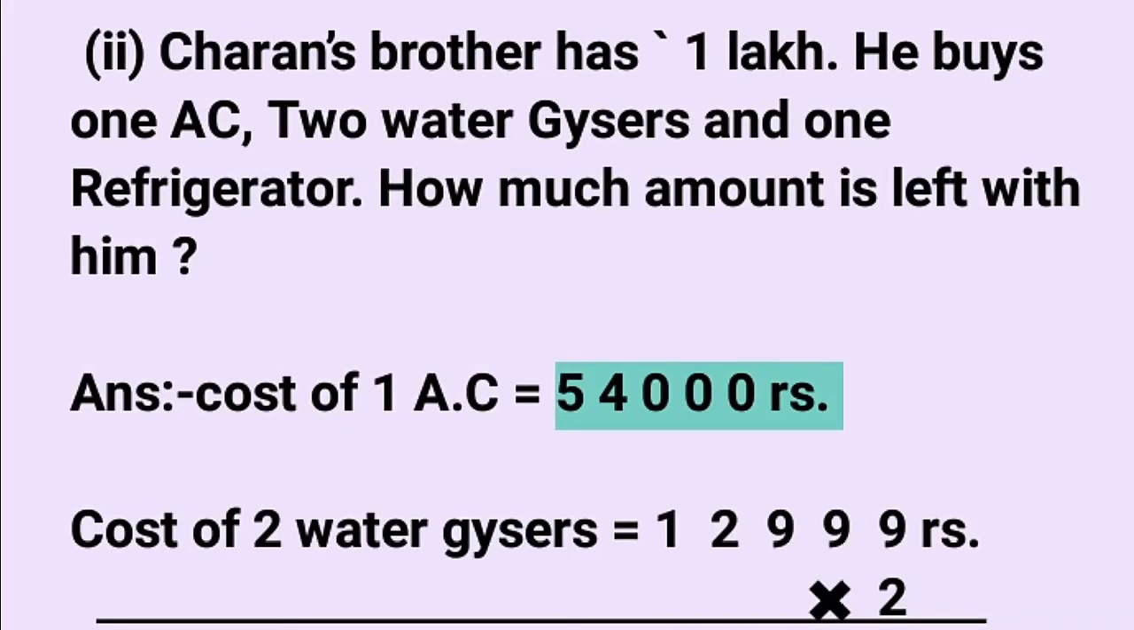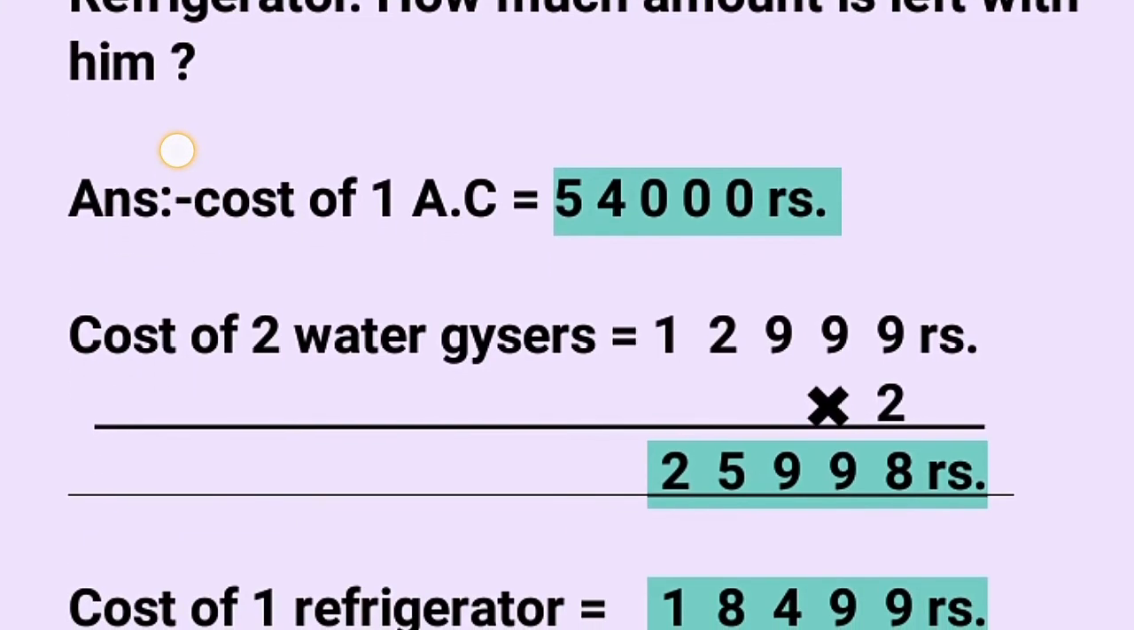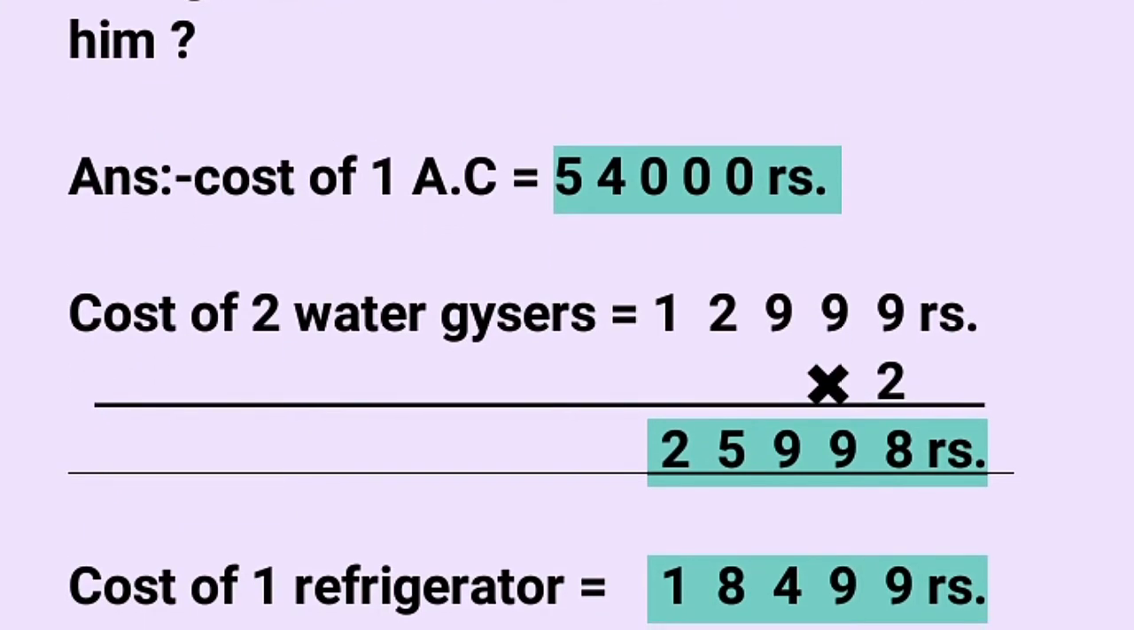Its second part is, Charan's brother has 1 lakh. He buys 1 AC, 2 water geysers and 1 refrigerator. How much amount is left with him? चरण के ब्रदर के पास 1 लाख है. उसने 1 AC, 2 water geyser and 1 refrigerator खरीदा. उसके पास कितने बचे? Now the cost of 1 AC is equal to 54,000. Cost of 2 water geysers is equal to 12,999 multiplied by 2.